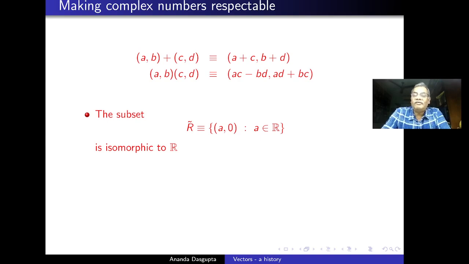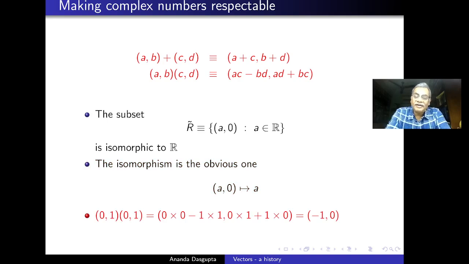So this is what we mean when we say that this subset is essentially the same as the set of real numbers, or more technically, we say it is isomorphic to R. The isomorphism, the map which takes you from this set R tilde to R, the set of real numbers, is obvious. You just map the element A, 0 to the real number A.